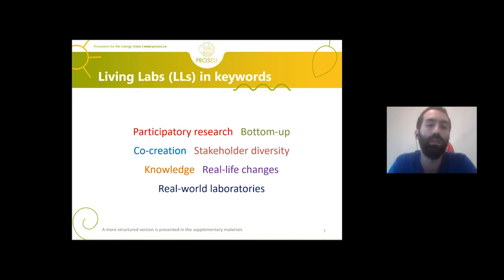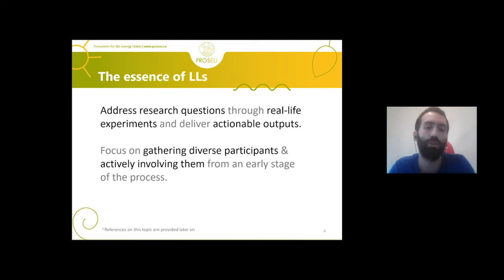So usually when the living lab concept is described, a bunch of fancy and catchy keywords arise, such as participatory research, bottom-up creation, or real-world laboratories. But in essence, a living lab is a project that addresses research questions through real-life experiments and delivers, or seeks to deliver, actionable outputs. And to do so, there's a clear focus on gathering a diverse set of participants and actively involving them from an early stage of this process. And what I mean by early stage is really from the planning. So everyone is together and discusses and proposes from the moment the project is planned to the moment the project is evaluated in the end.